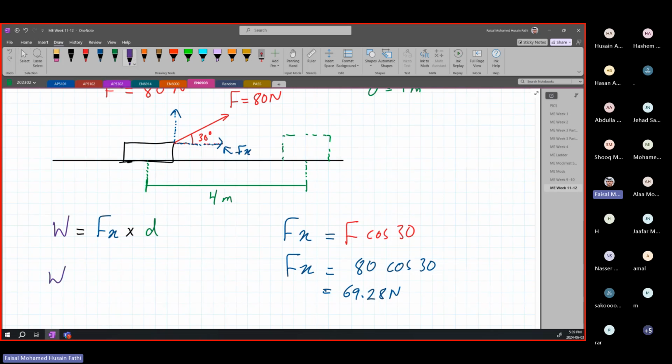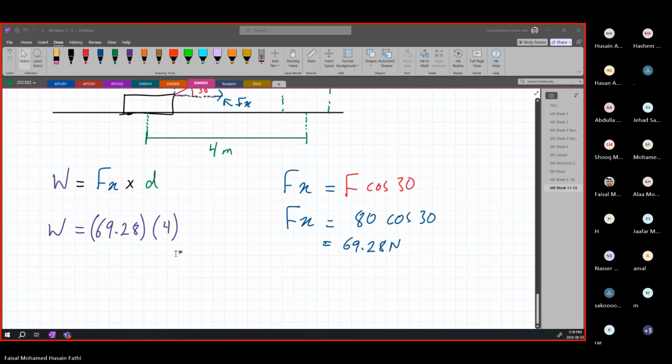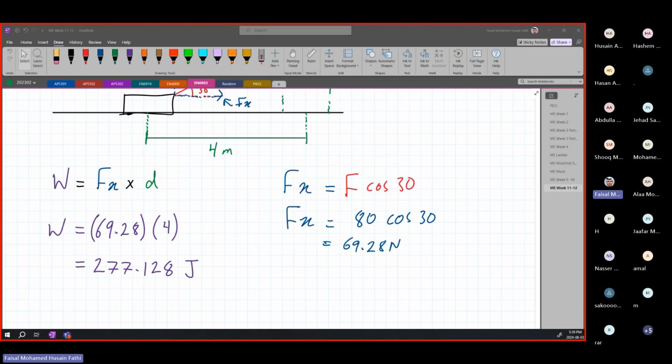Therefore, our W is equal to 69.28 times the distance traveled of 4, which is equal to 277.128 joules. All right. Remember, our work and energy, the unit of it is joules. Very straightforward example. Very simple. Let's move on to the next one.